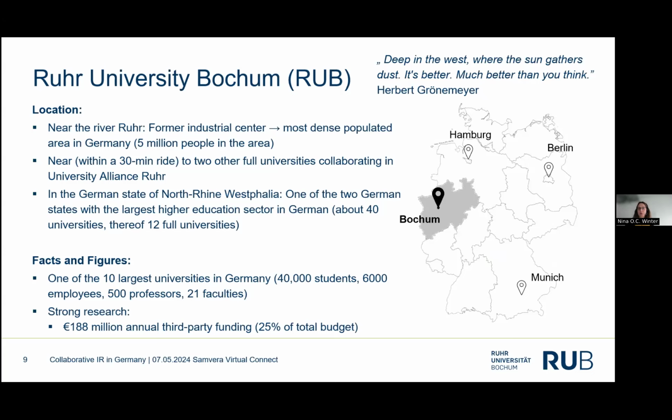With this, I come to my part 2, who we are. Ruhr University Bochum is located in Germany, of course, and near the river Ruhr. This is a quite large former industrial center. We are the most densely populated area in the whole of Germany with about 5 million inhabitants. And we have 2 other full universities quite nearby. Also the German state of North Rhine-Westphalia has a quite large and strong higher education sector with more than 40 universities. Ruhr University Bochum is one of the 10 largest universities in Germany and has a quite strong third-party funded research. So this means our university is very interested in establishing research data management infrastructures to keep this level of research funding.